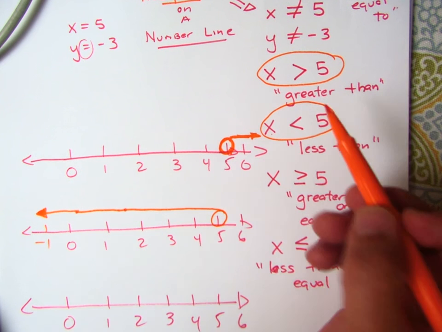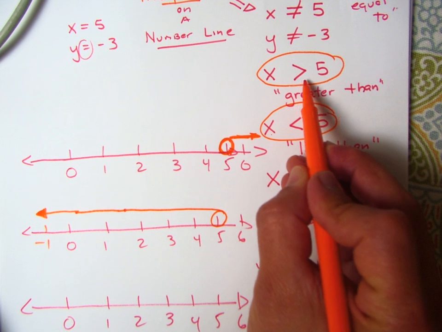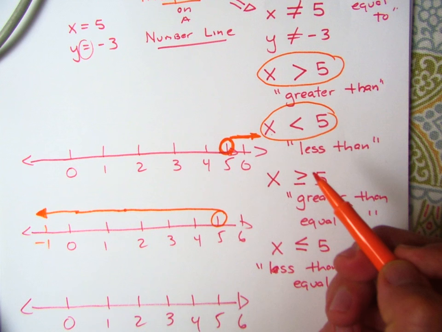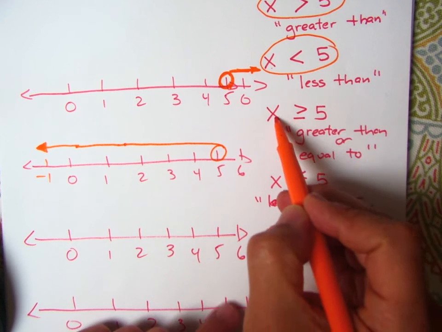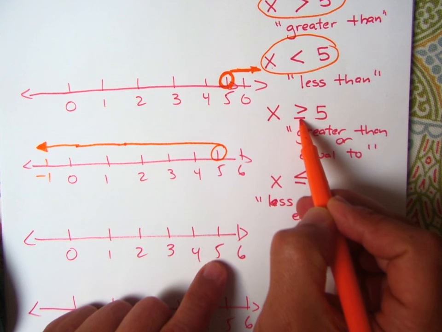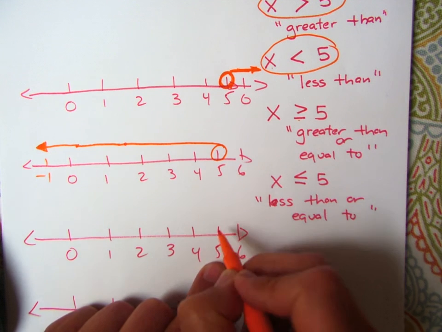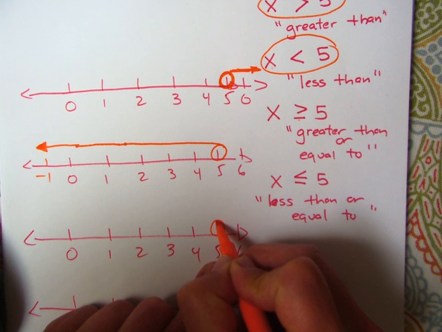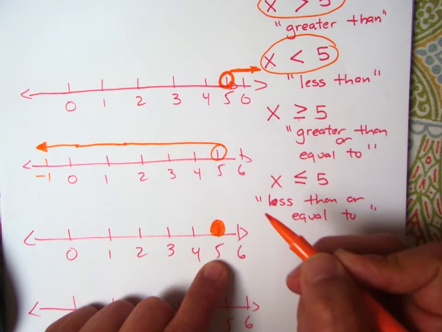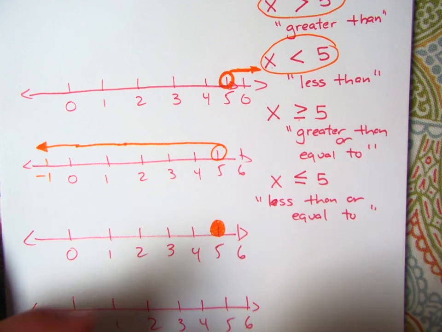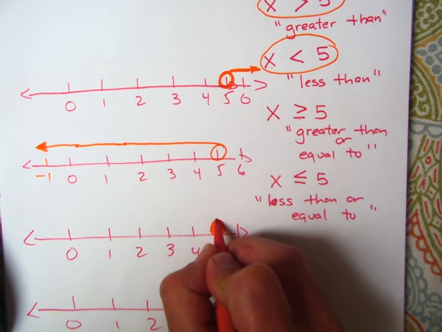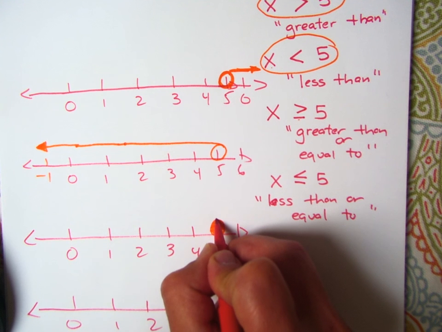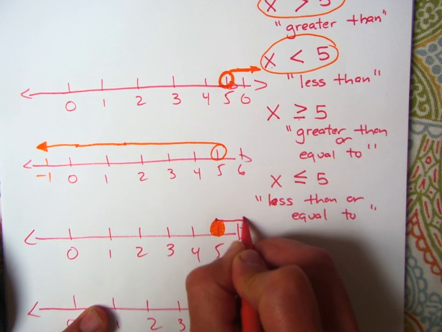So there's a trick. If it doesn't have that little line underneath, it has to be open. Okay? Now what about this one? I want all the numbers, any number that is greater than or equal to 5. So I'm going to circle the 5, but I'm going to close it, because I'm going to include it. So I want all the numbers that are greater than 5, bigger than 5. So it's going to point to the right. Okay, very good.